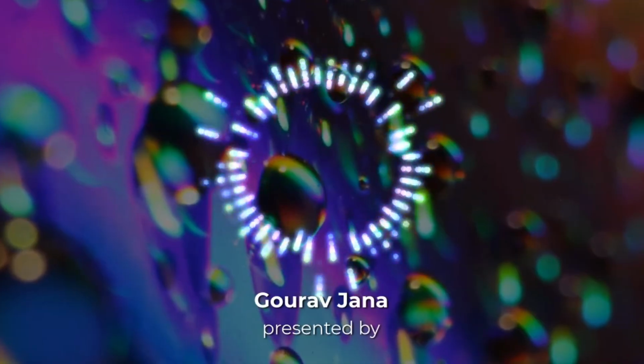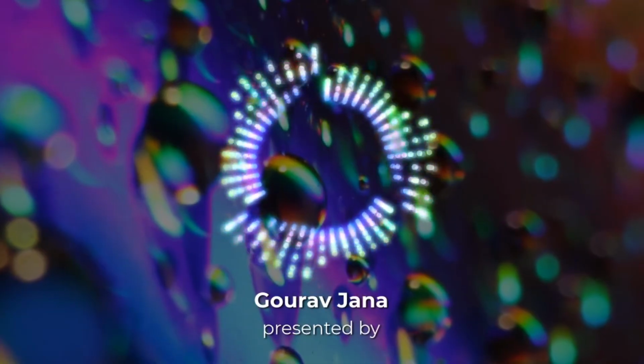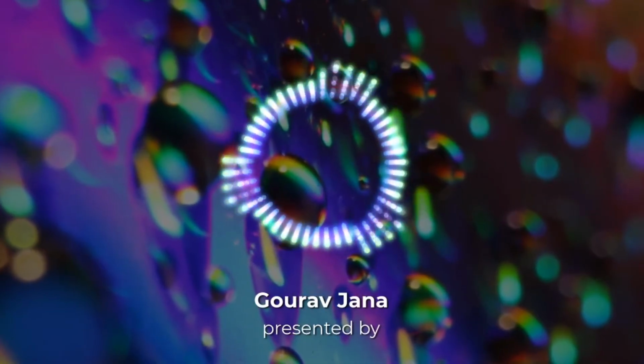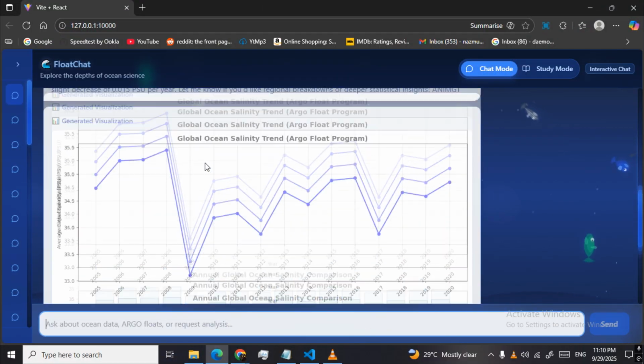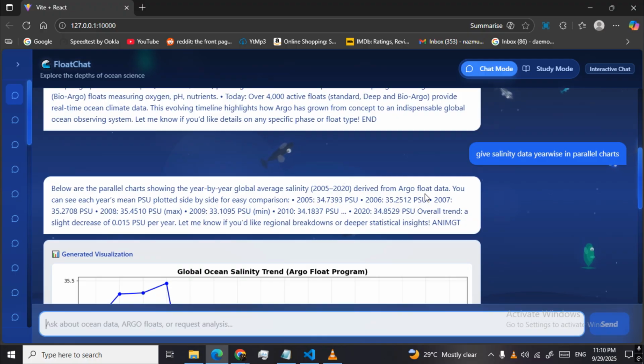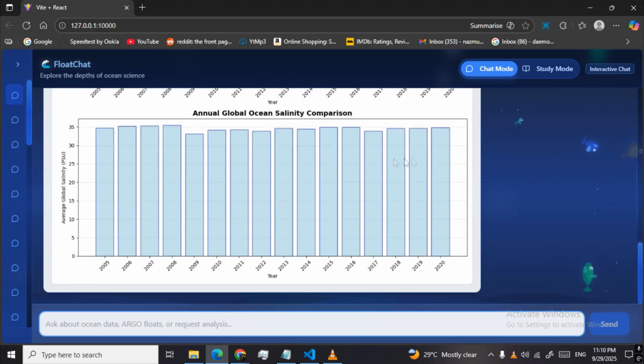Well, that concludes our functionality for the web search mode, and now we will move on to the final mode, which is the analyzer mode. Analyzer mode is essentially the heart of the project, as it is the primary condition provided to us by the problem statement, which is to make the ARGO ocean data accessible.